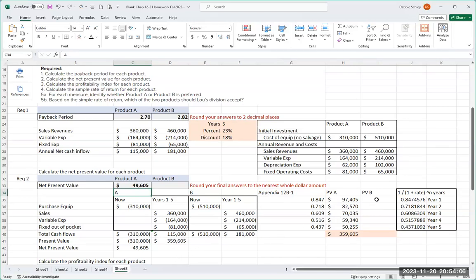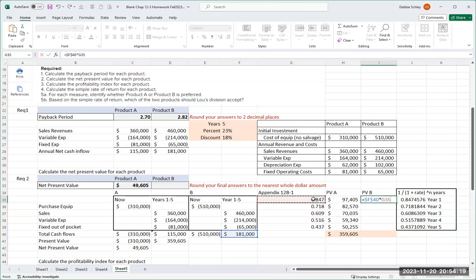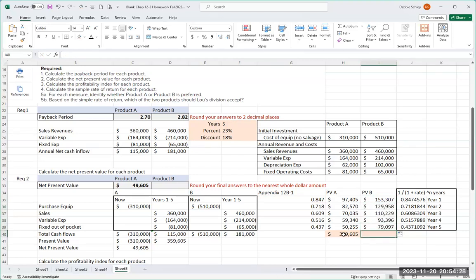So product B, let's do the same thing, only this time it's the 181,000. So I'm going to go equals 181,000, anchor that cell, times year one's discount factor, and then drag that down. And then because this is a sum formula, I can drag that formula over, and that will sum those numbers for me right there.